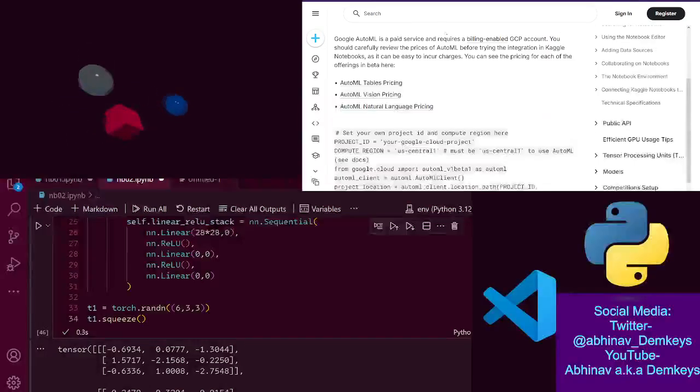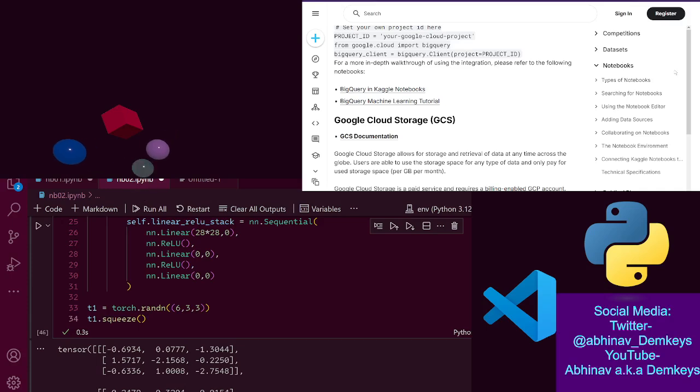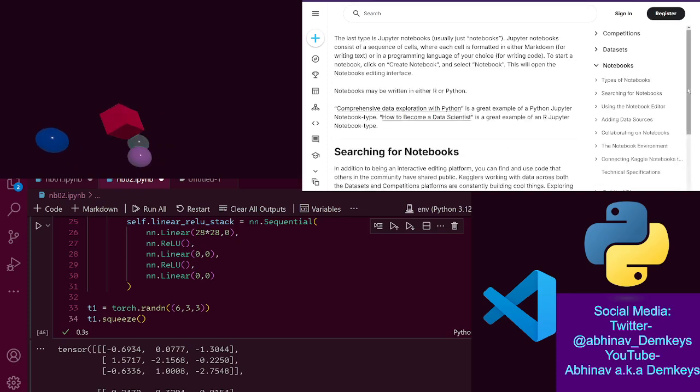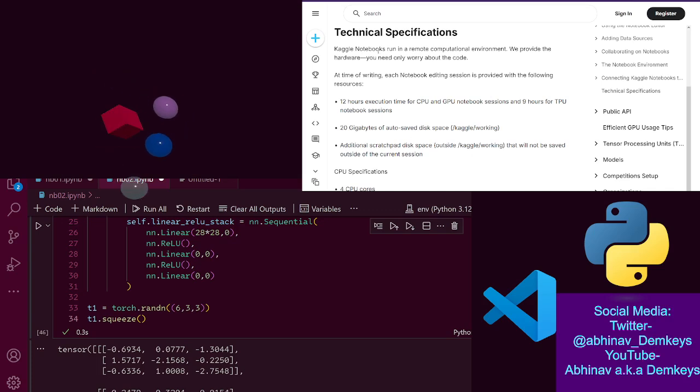How old is this? Okay, I don't think it's mentioned. Anyways, 12 hours execution time for CPU and GPU notebook sessions and 9 hours for TPU notebook sessions. Wait, they have TPUs separately.